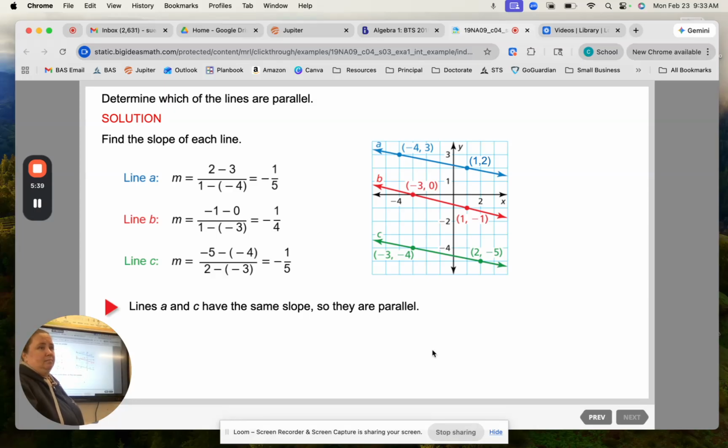So what if line C and A have the same section? Just put line A and C are parallel. You don't need that giant sentence. I don't want to read it. You don't want to write it.